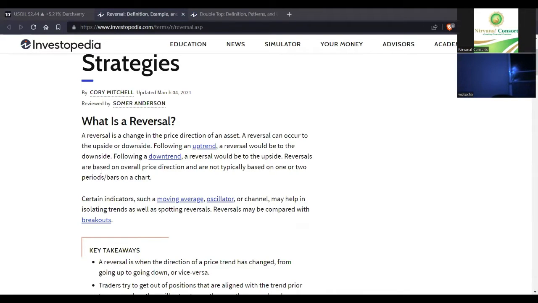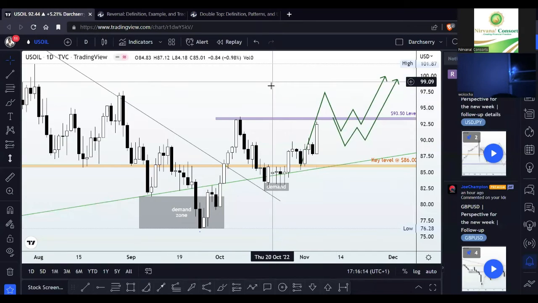So reversals are based on overall price direction and not typically based on one or two period bars on a chart. What this is simply saying is that a reversal pattern is a sign that we see on the chart whenever there is a tendency for the market to be moving against the prior leading price action. So what do I mean by that?